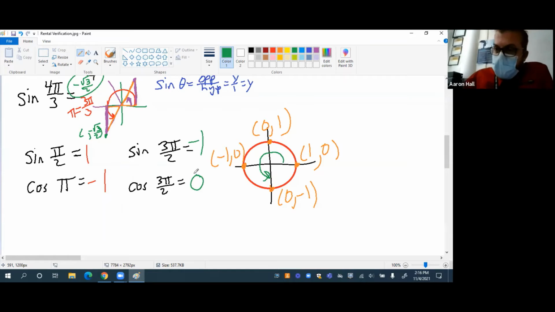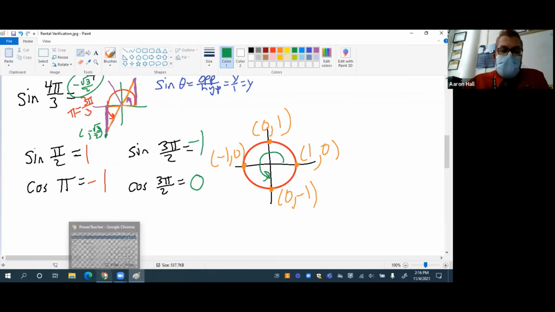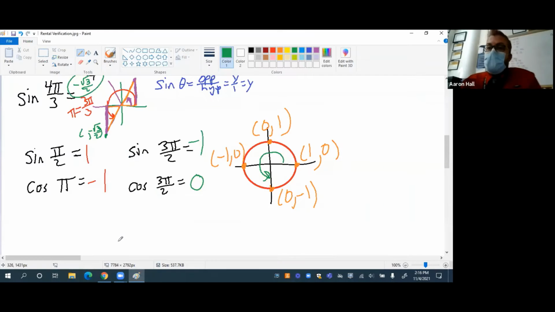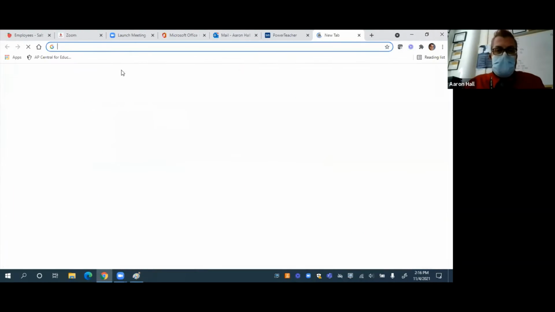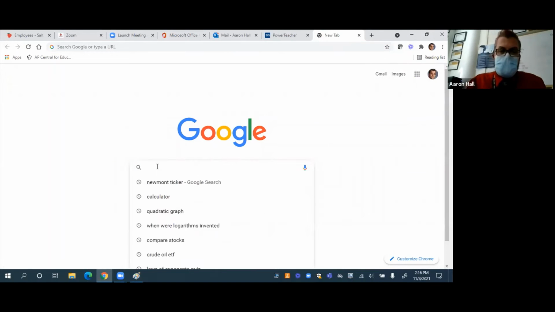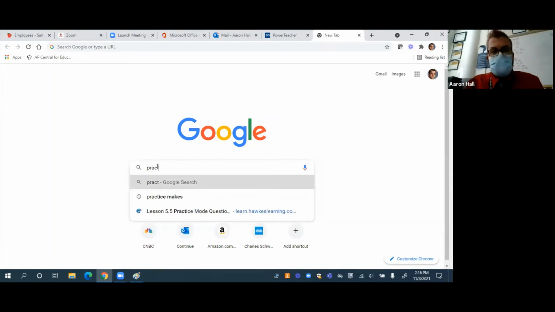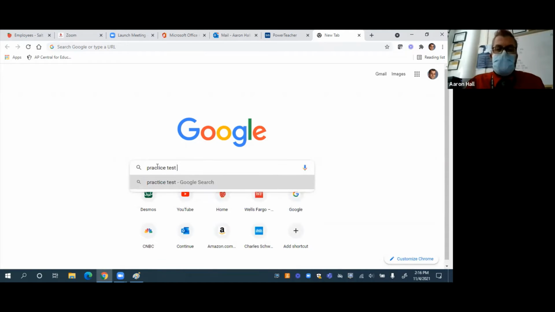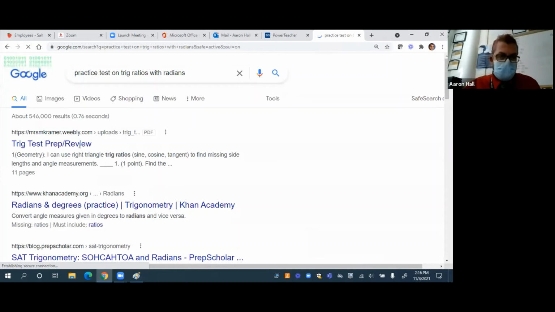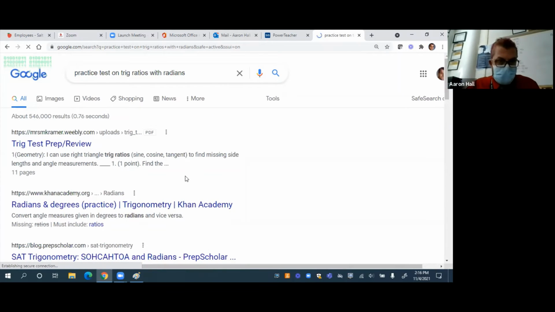So how would you get extra practice if you are still confused about this? A good way would be, I have a whole test that goes through all of these. And another way, I wonder if we could find something like a practice test on trig ratios with radians. Just curious if there's something like Quizlet that would give us some extra repetition if we needed it.